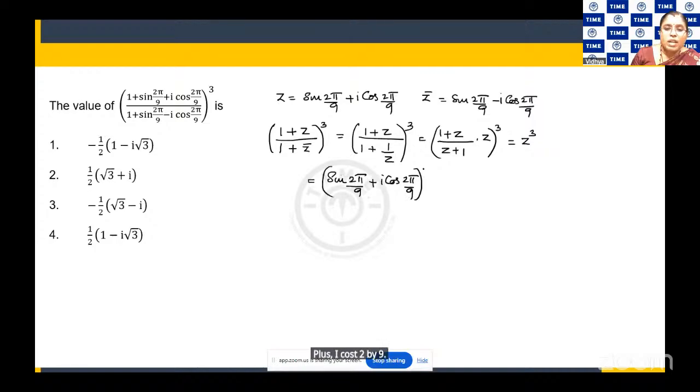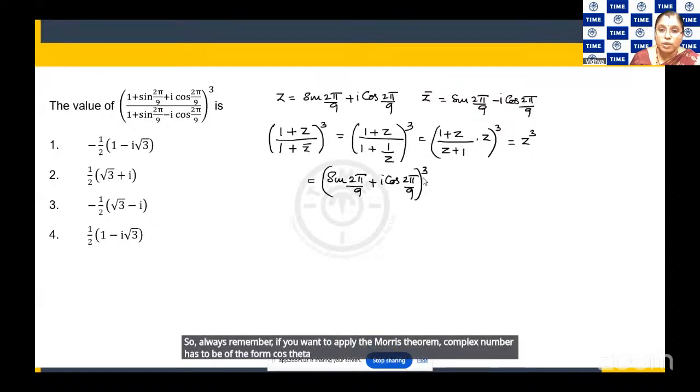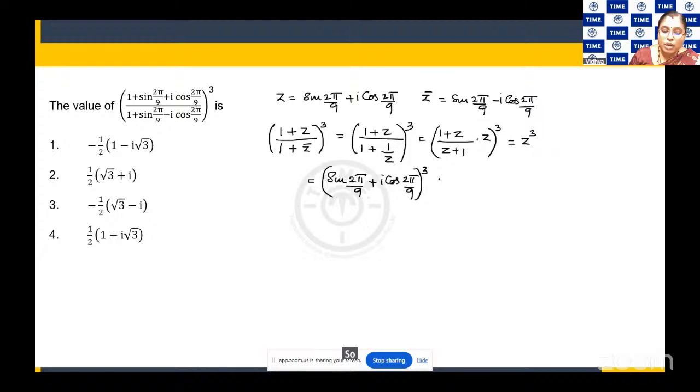whole cube. Can we directly apply De Moivre's theorem here? No. I just selected this question because I want to explain that part. So always remember, if you want to apply De Moivre's theorem, the complex number has to be of the form cos theta plus i sin theta, the whole raised to n. So I'm going to write this as i into, if you take i as a common factor, cos 2 pi by 9 minus i sin 2 pi by 9, the whole cube here.